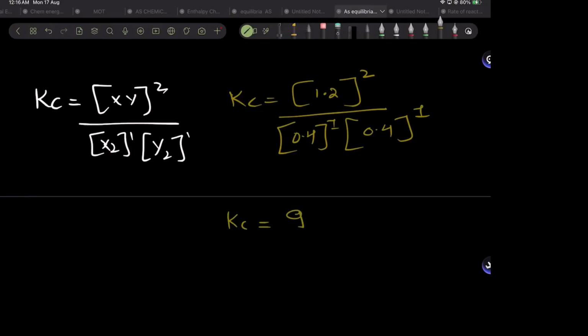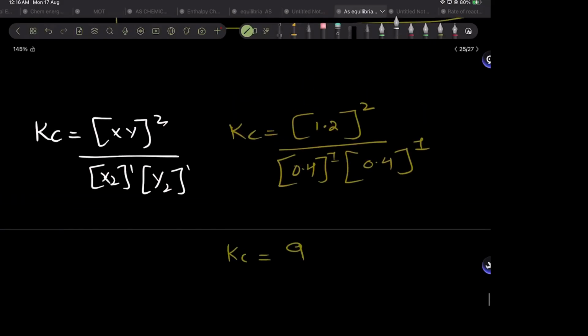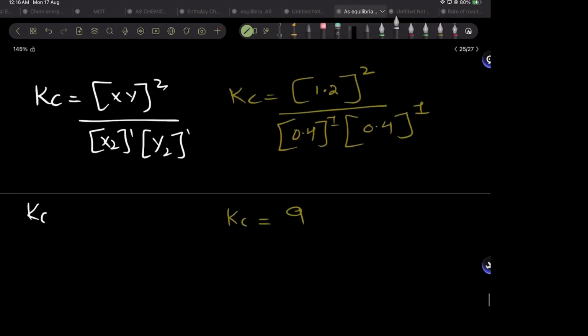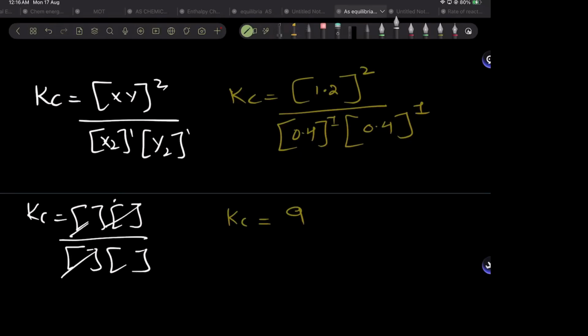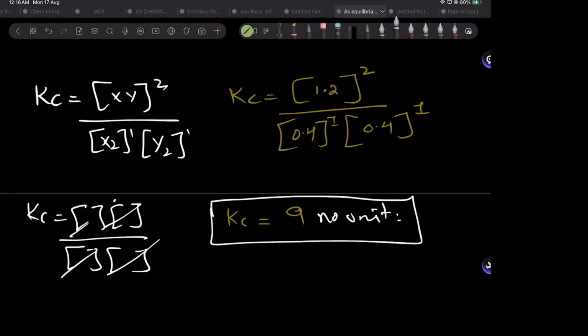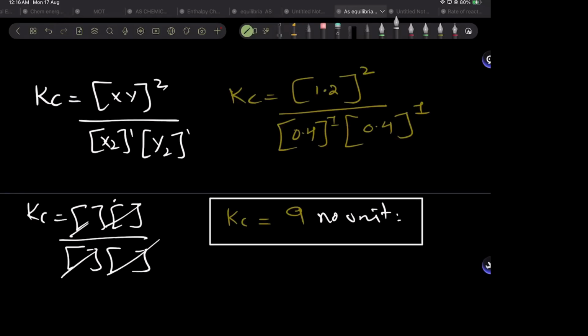And what would be the units of Kc? We'll have to calculate that. Yeah, we have to calculate that. And in order to calculate that, how many square brackets do I have on the top? 2. How many do I have on the bottom? 2. All of them cancel out with each other. So I'm left with no unit. Are we clear?